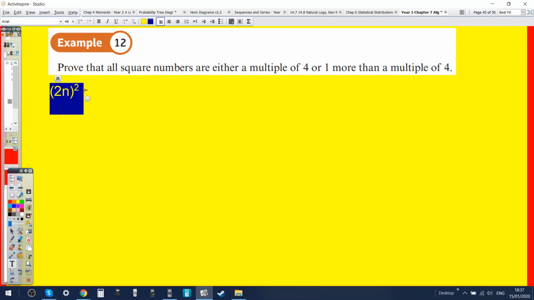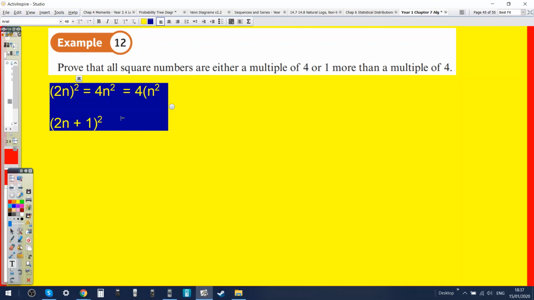Okay, so try 2n squared first. Oh, so it becomes 4n squared. So that one is 4n squared. And that's a multiple of 4 because we can factorize it out. So factorize it out. 4 brackets n squared. You might not have to, but I'm not taking any chances.